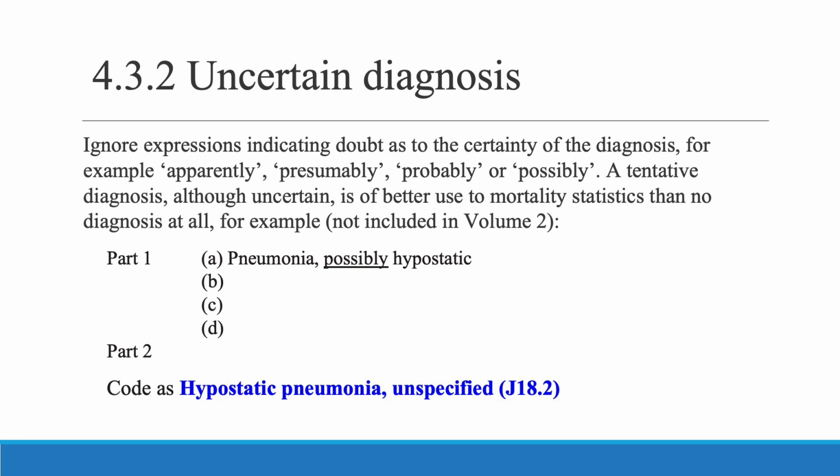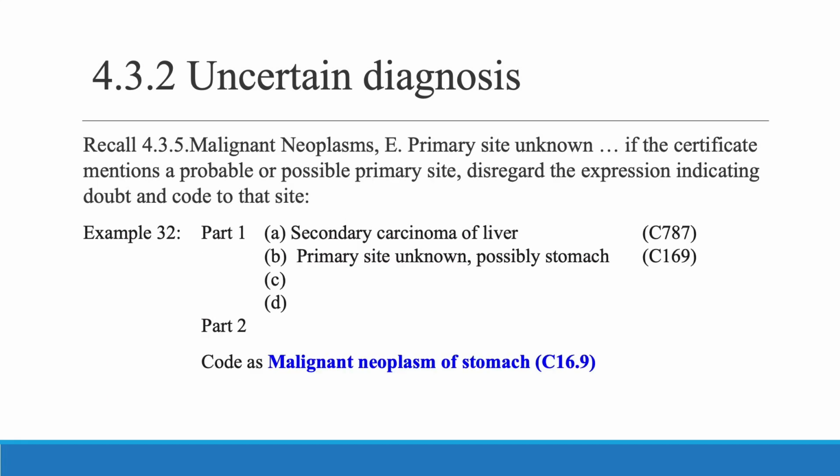Of course, we'll see all kinds of variations on this theme of expressions indicating doubt as to the certainty of a diagnosis, but the instruction is simple. Ignore expressions indicating doubt. Go ahead and code as if they weren't there. The example on this slide is actually found deep in the multiple cause coding instructions in Volume 2, Section 4.3.5E, and was included in the second of 4 sessions recorded by Dr. Hamed. It's an application of the instruction we just read to ignore expressions of doubt as to the certainty of diagnoses. Let's have a look.